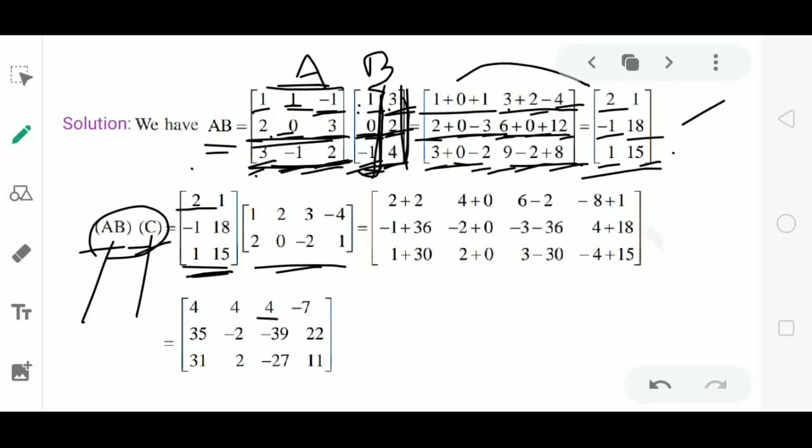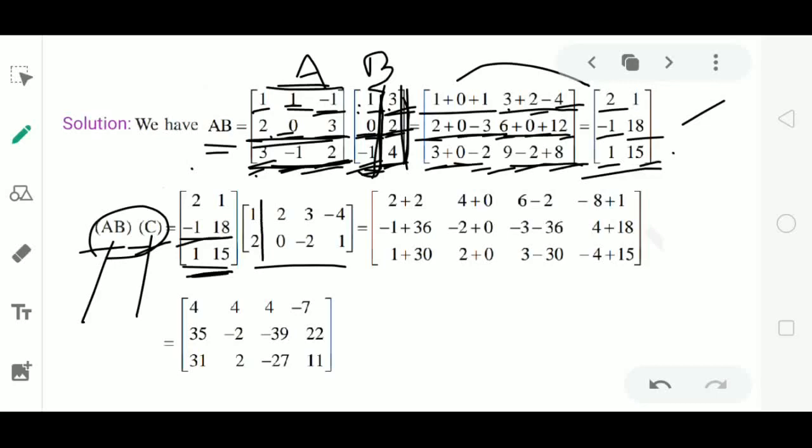Next, first row, fourth column. 2 into minus 4 is minus 8. 1 into 1 is 1. Minus 8 plus 1 is minus 7. We have multiplied the first row with all columns. After completing all columns, next we consider the second row, and we multiply the second row again with all columns.